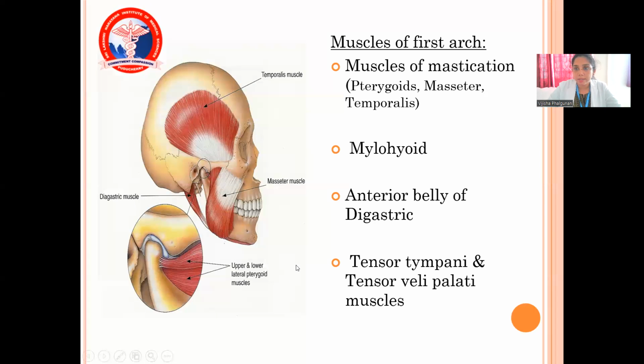These are the skeletal elements. Now you have the muscles derived from the first pharyngeal arch. You have muscles of mastication: lateral pterygoid, medial pterygoid, masseter, temporalis, all derived from the first pharyngeal arch. Then you have mylohyoid muscle, anterior belly of digastric, tensor tympani and tensor veli palatini muscles. All these names you need to memorize. When we ask you what muscles are derived from the first pharyngeal arch, you need to mention all these muscles.